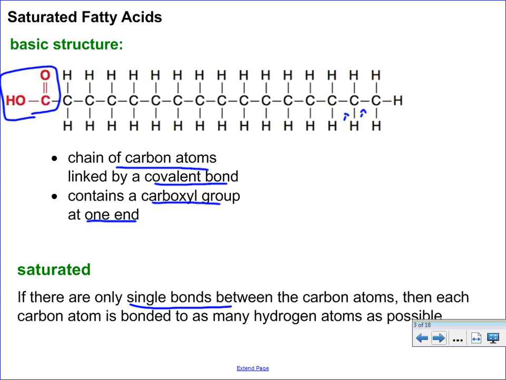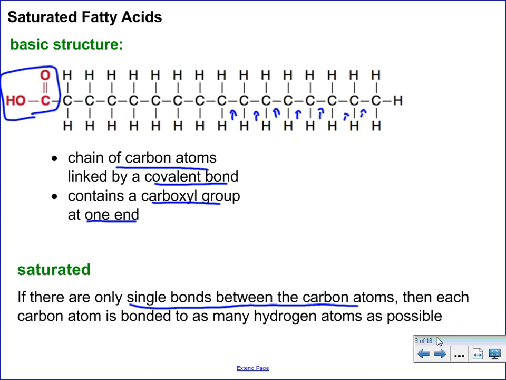So if there are only single bonds between the carbon atoms, then that molecule gets classified as a saturated fatty acid. And we say it's saturated because if there are only single bonds between the carbon atoms, then each carbon atom is bonded to as many hydrogen atoms as possible. So it has the maximum number of hydrogens attached. So this carbon here, for example, can have a maximum of 2 hydrogens, which it does. So we can't fit any more hydrogens on, so we say that carbon is saturated. Or we can say these carbons are saturated. So our saturated fatty acids have single bonds between each carbon atom.